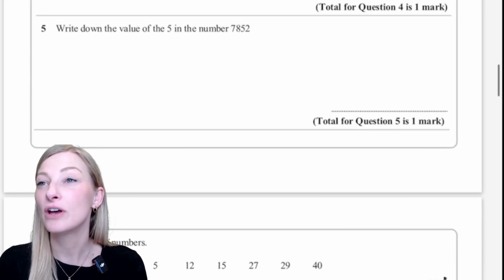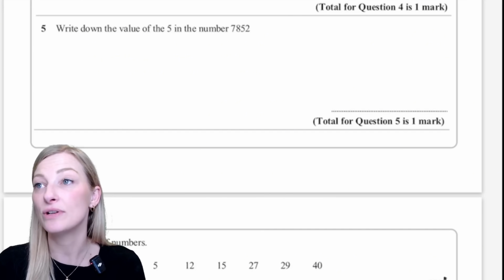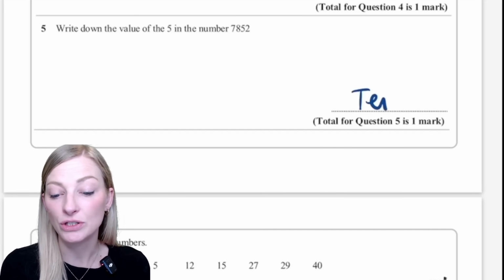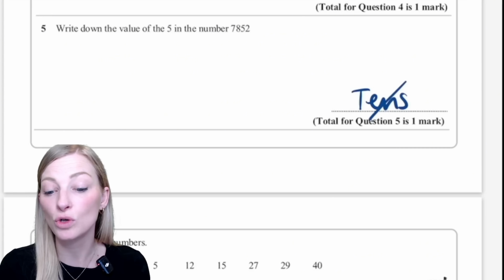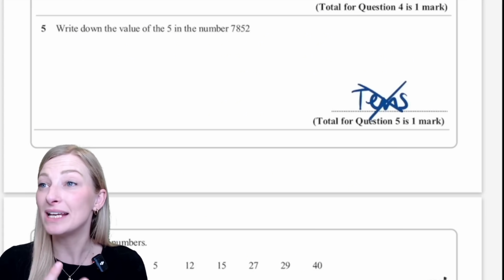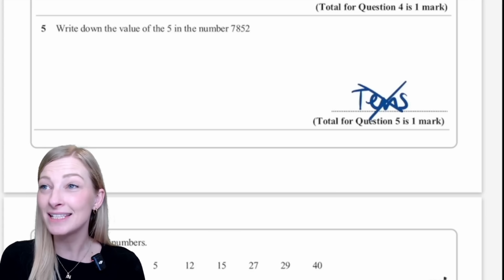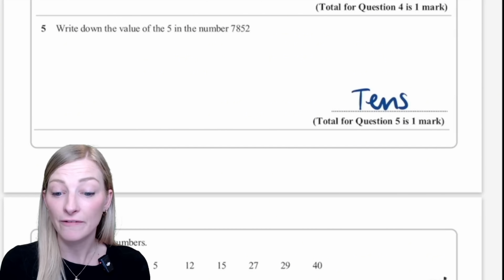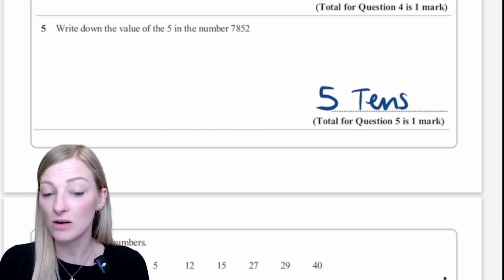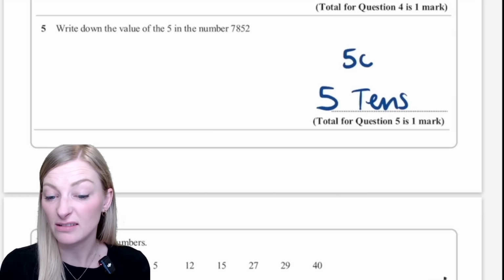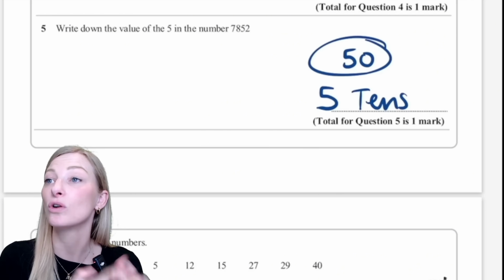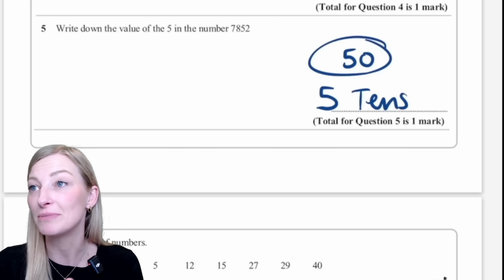Question number 5, write down the value of the 5 in the number 7,852. Now the most common mistake I see on this one is students writing tens, and that would not get you the mark, okay? So we need to say the value of the 5. Yes, it is in the tens column, but you would need to say it's worth 5 tens if you wanted to get the mark, but I would probably just put 50. That would be the best answer there. It's what it's worth. Because it's in that column, it's worth 50, so 50 is my answer for that one.